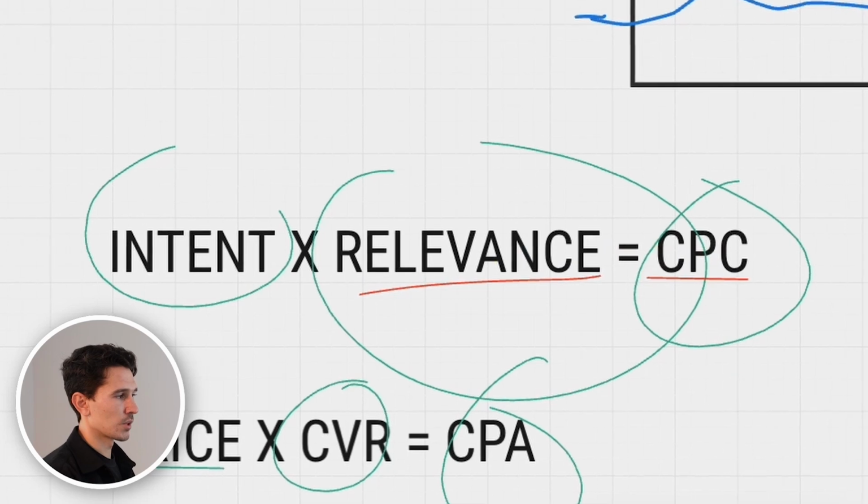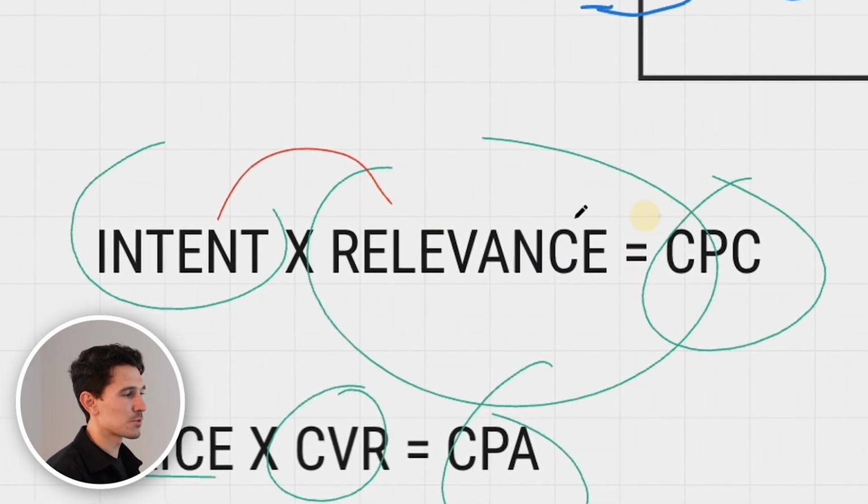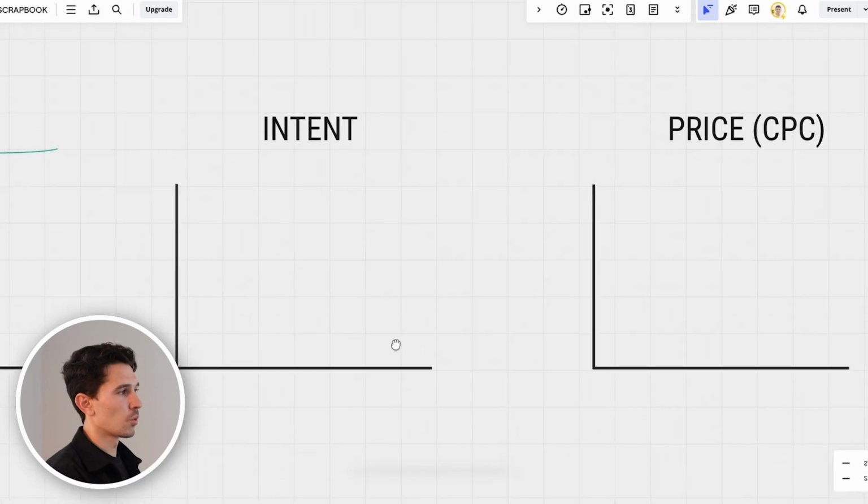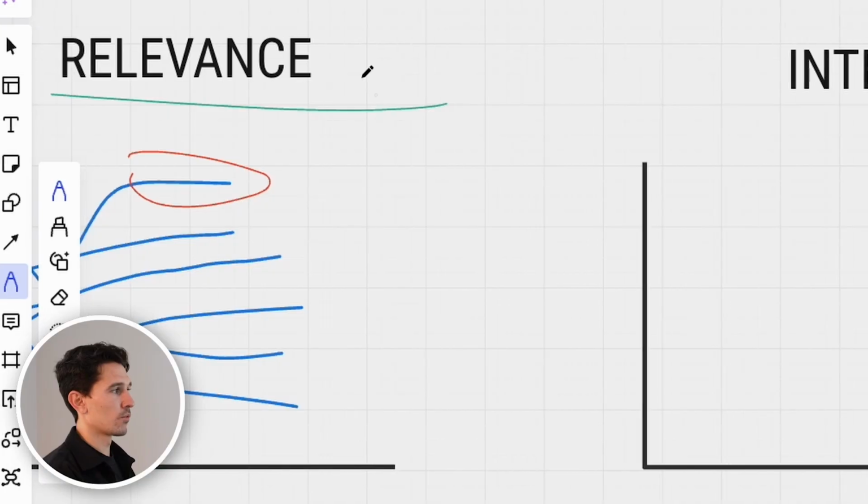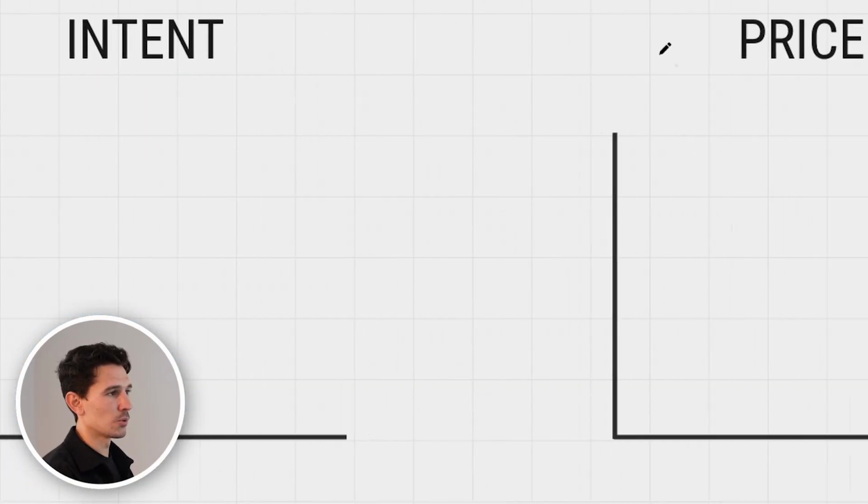So old school advertising, you would just take the keyword and everyone would bid on it. And then you would have your relevance and that would create your cost per click. So you would have a very simple formula. Relevance equals cost per click. Now you have intent times relevance gets you your cost per click. So what we have here, instead of just relevance equals CPC, we have relevance times intent equals CPC.